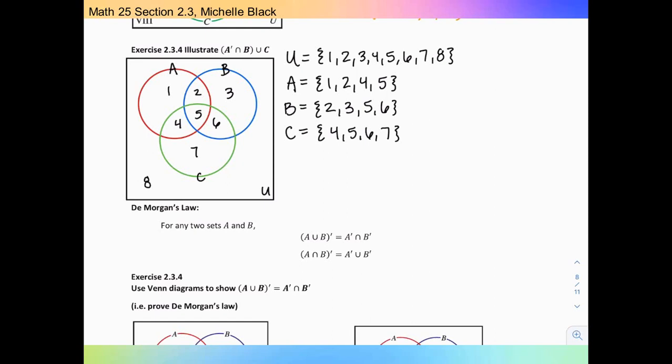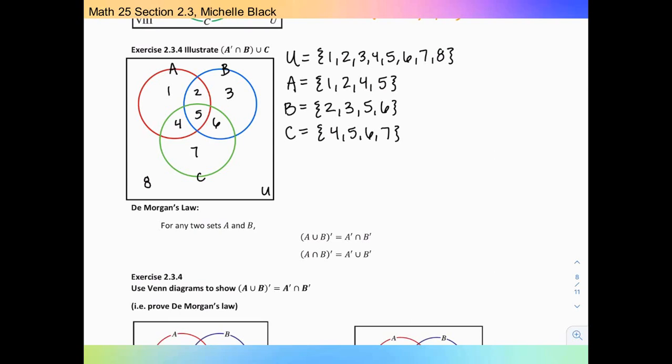So I started this problem by drawing the picture again for myself and filling out my different regions. I just used our standard numbers this time. And I also wrote down what is in each set, so in our universal set, sets A, B, and C. Now you can check your work with me.